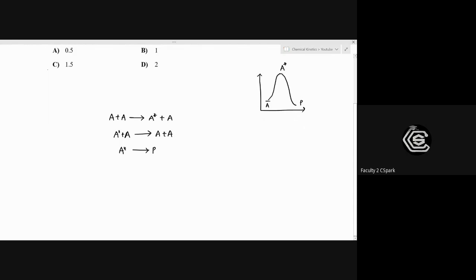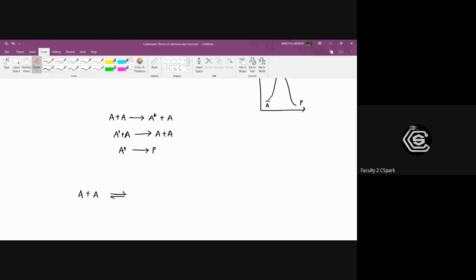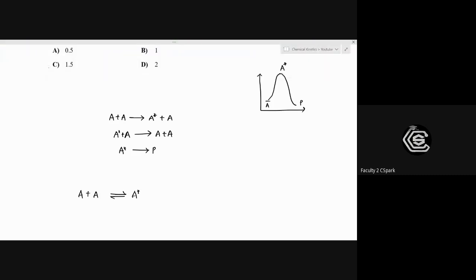If we summarize this, the way we can write this is A plus A is under an equilibrium condition where it is giving us A star plus A, correct? And then this A star will degrade to form the products. Let's say the rate constant where A star was being formed is K1. Let's say A star being deactivated to the initial form of the reactant is K2, and A star becoming product is K3. Now it is very easy.